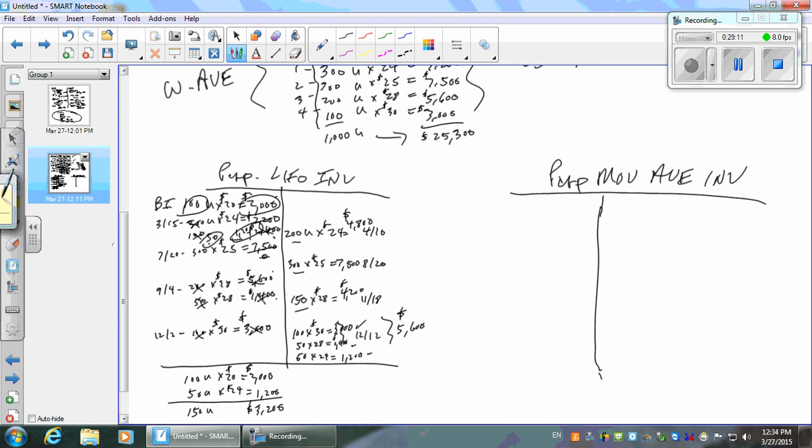What's different? That's computed average every time you buy something, right? So here we go. Beginning inventory, 100 units at 20 bucks is 2,000. Is that right? Okay. Then what happens? First thing. First one's a purchase. 300 units at 24, which we decided was 7,200.